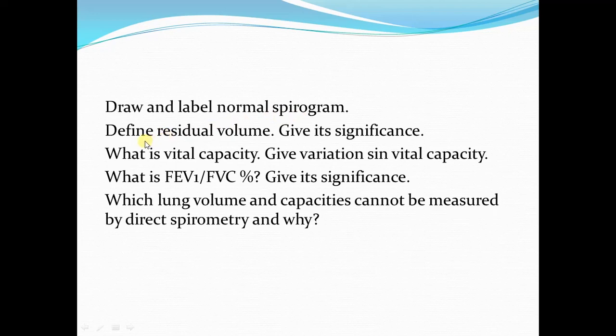Then the second important question is, define residual volume, give its significance. We have covered it in our previous lecture. Then a question can come like, what is vital capacity? Give variations in vital capacity. Now all those factors that we discussed in general for the variations in lung volumes and capacities, you can describe all those factors for variations in the vital capacity. So this is nothing different. The factors that we have generally discussed for all the lung volumes and capacities, you can also describe for variations in the vital capacity.